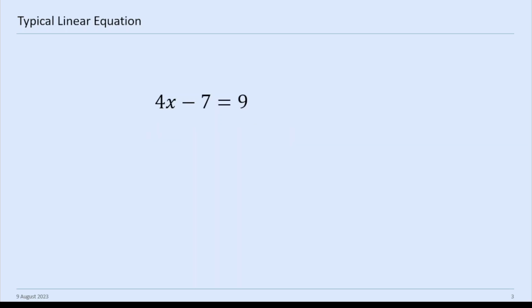So with a linear equation, or just a normal equation, we've got 4x minus 7 equals 9, that's a typical one. Add 7 to both sides, get the 4x on its own, 4x equals 16. Divide by 4, it's like unpacking a Christmas present. We're peeling off the layers from the x. So divide both sides by 4. X equals 4. Just put it back in to check. So 4 times 4 is 16, minus 7 equals 9.